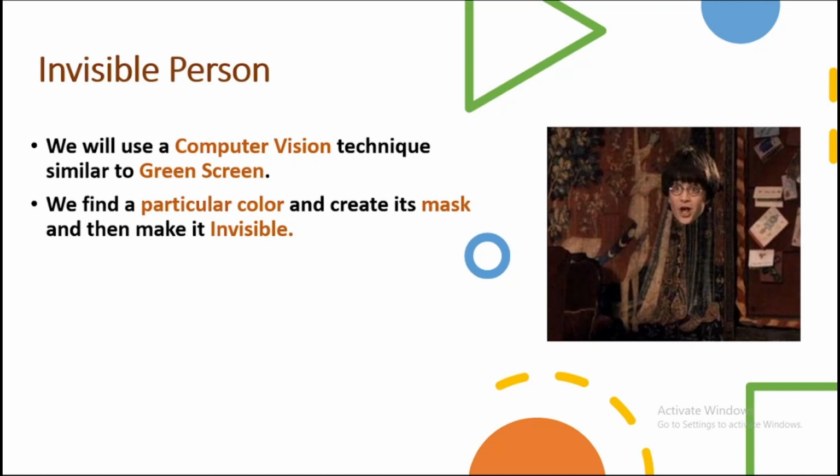So you're gonna find a particular color and you create a mask of it, and then you're gonna make it invisible. So what do I mean by invisible and creating masks? Let us understand.